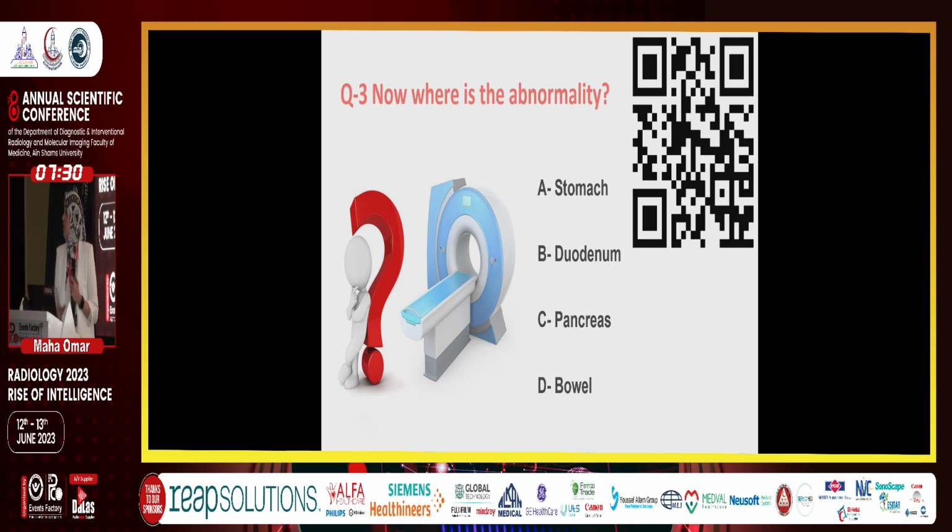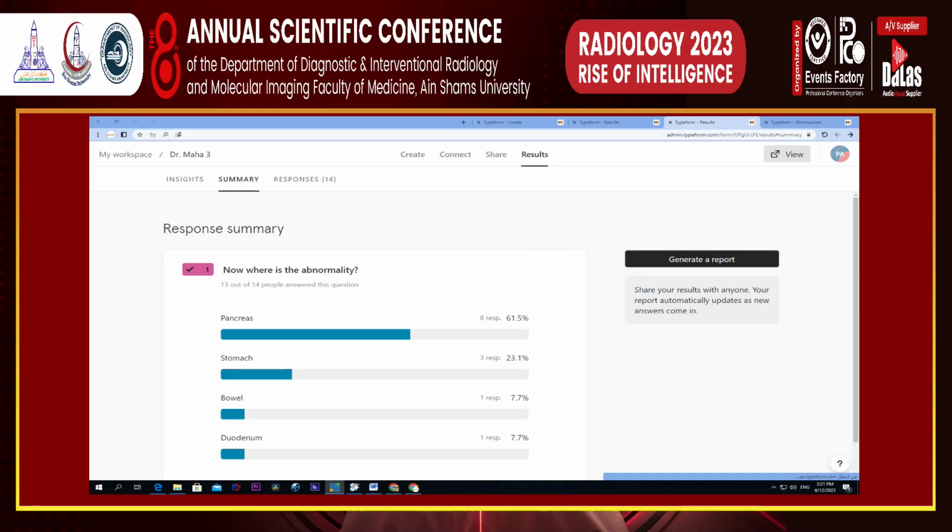Okay, would you put the answers on the screen, please? Yes, we have 8 votes, 61.5% for the pancreas, which is actually the correct answer. We have 23% for the stomach, 7.7% for the bowel, and 7.7% for the duodenum. Okay, so the correct answer is the pancreas. Let's have a closer look.